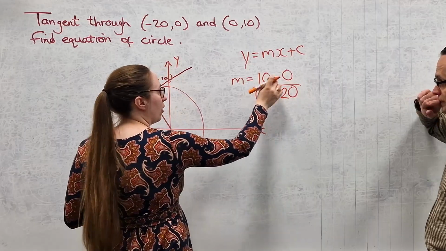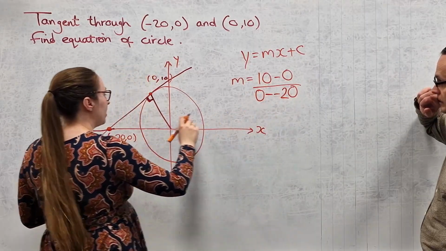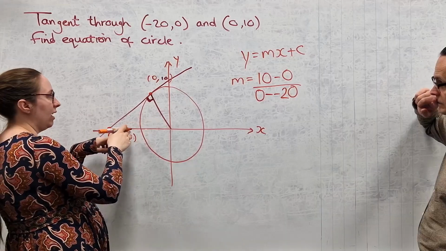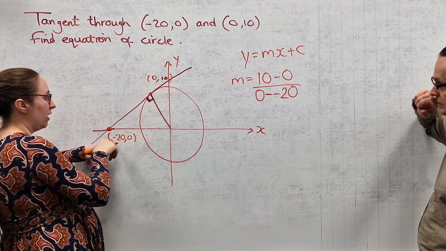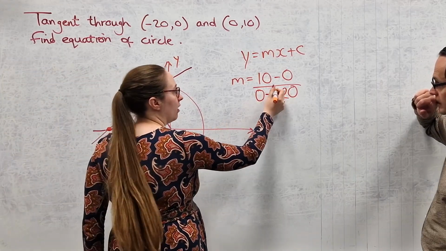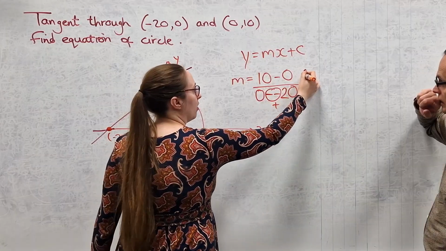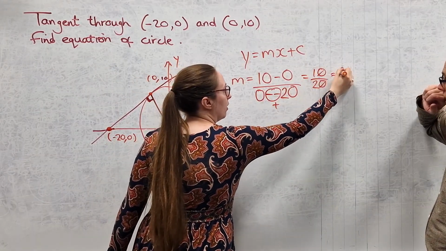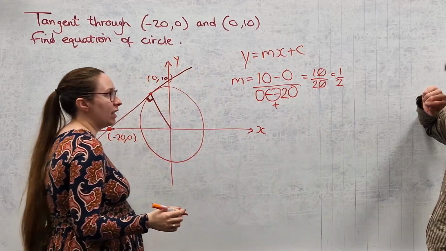So it's the y coordinate take away the y and the x take away the x. And it probably is best because here you can see that the difference is going to be 20. However, it's 0 take away minus 20, which is a plus. So that gives us 10 over 20, which is a half. Okay, so the gradient is a half.